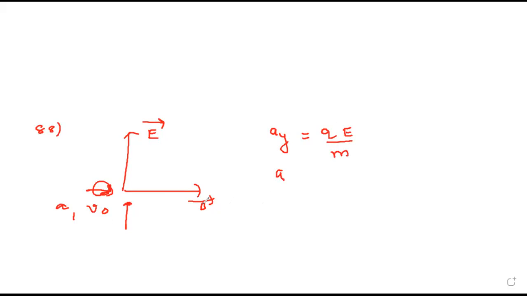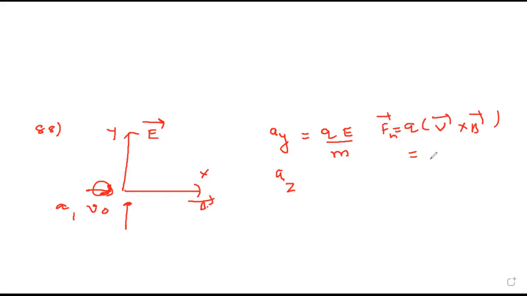The force due to v and B will be perpendicular to both y and x. So acceleration due to B will be along the z axis. Now it is actually q into v cross B. This is called the magnetic force, correct?